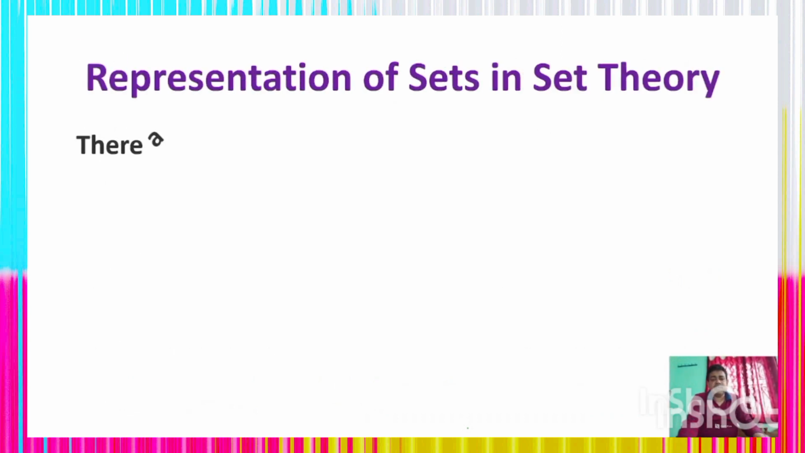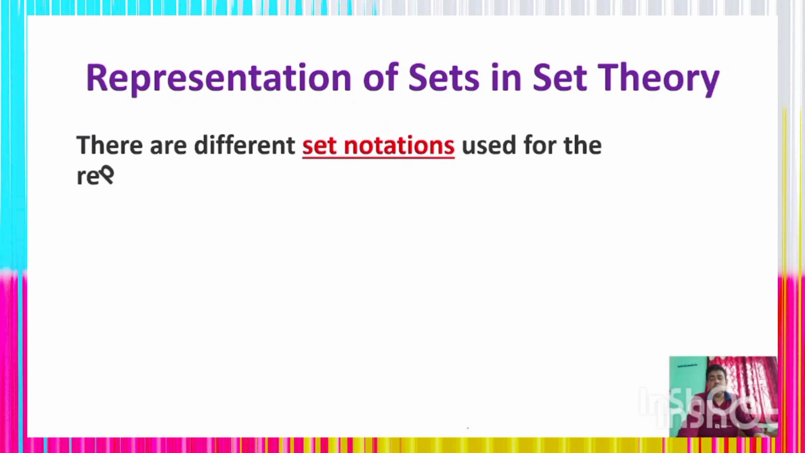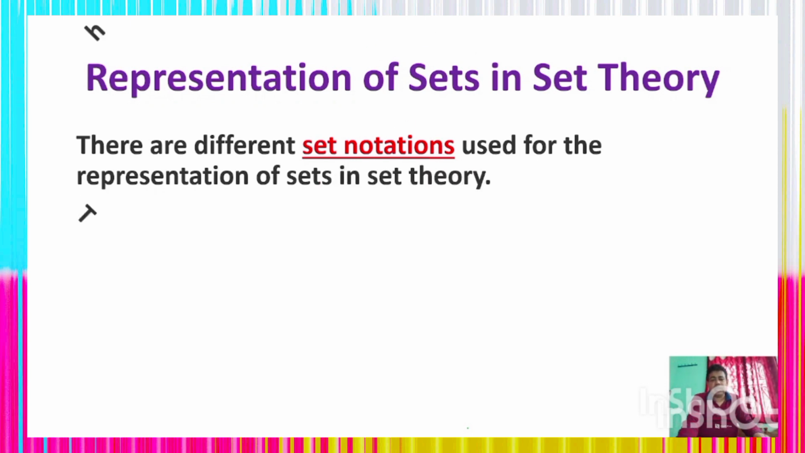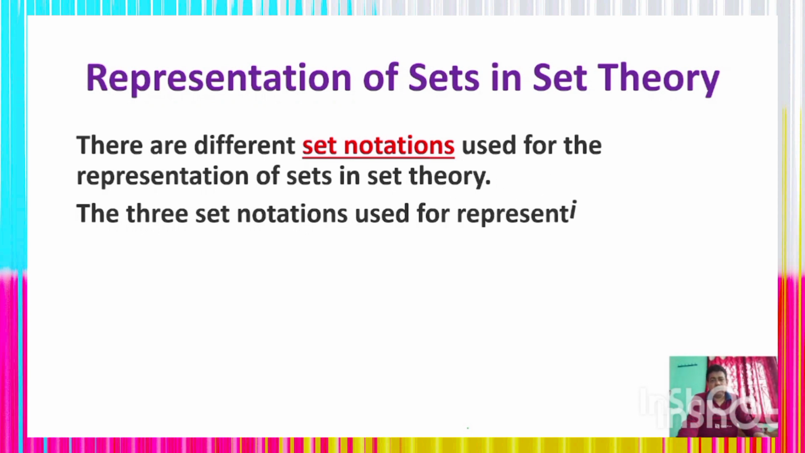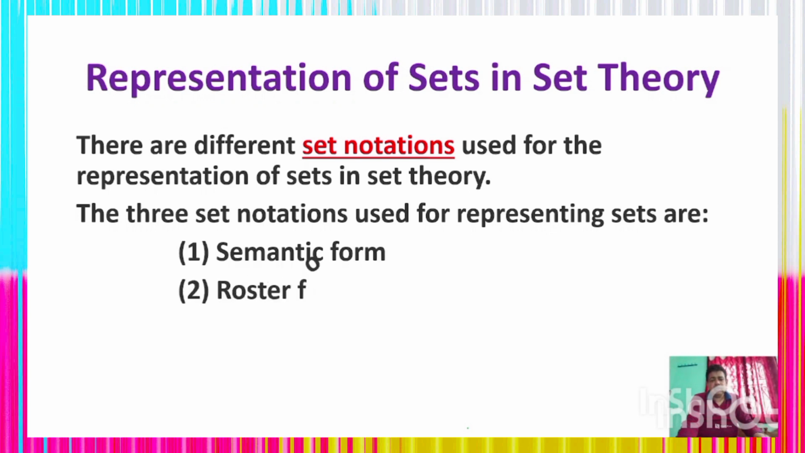Representation of a set in set theory. There are different set notations used in set theory to represent a set. Okay? So mostly there are three set notations we can use to represent sets. First of all, the semantic form; the roster method, roster form; and the set builder form, the property method. Okay, these are the three methods we can use to represent the set.